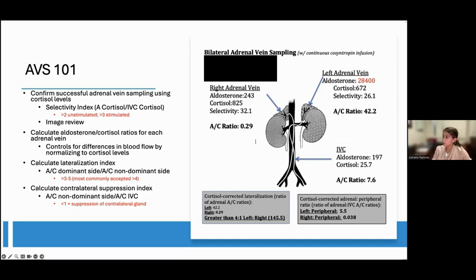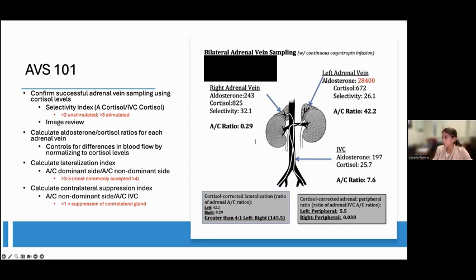She had simultaneous collection of cortisol and aldosterone levels from her IVC, her right and left adrenal vein at various time points during the procedure. So the first step after you get the raw numbers is to confirm successful cannulation. That's done by calculating something called the selectivity index, which is adrenal cortisol over the IVC cortisol for the left and right adrenals. The selectivity index does need to be at least 2, because it's a ratio, for unstimulated and 3 for stimulated.